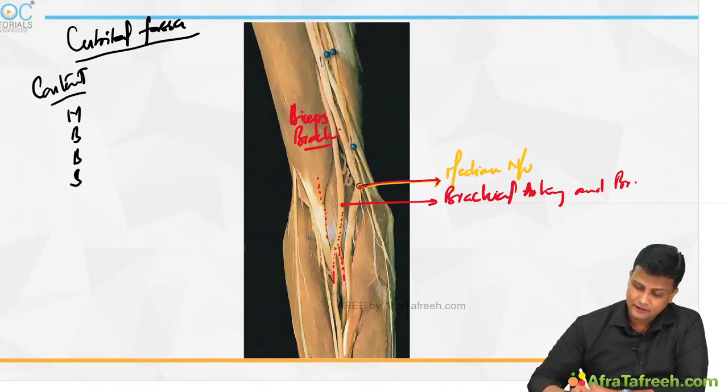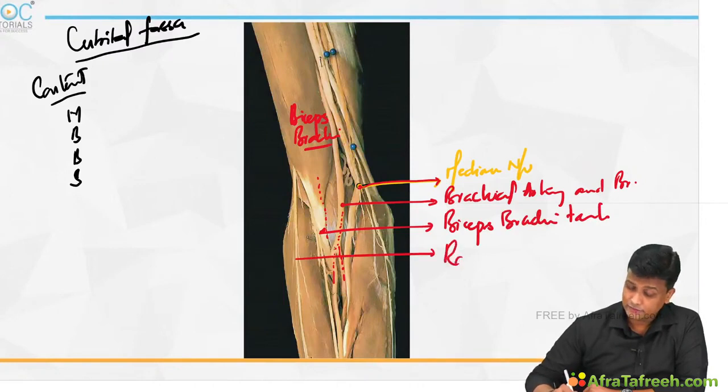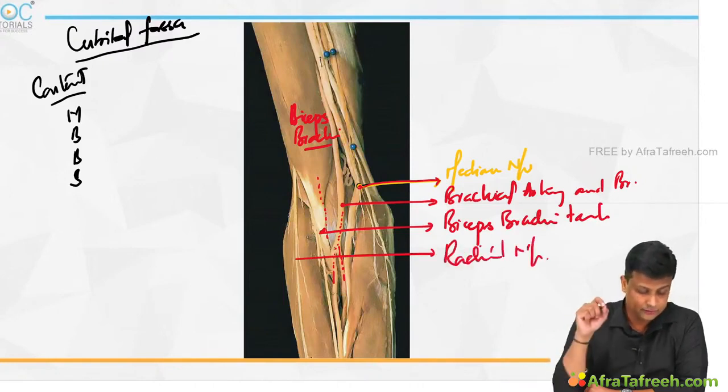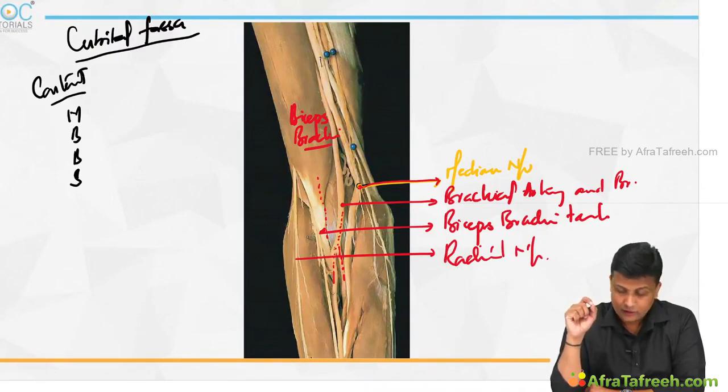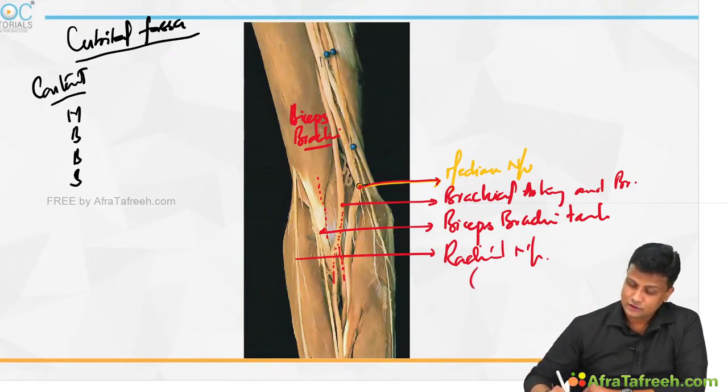And then the radial nerve. So I'm just writing again here only. So B stands for the biceps brachii tendon, and then finally this one here will be actually the radial nerve. And which branch of the radial nerve? Remember, which branch of the radial nerve, guys? It is not the deep branch. Remember, it is the superficial branch. So it is superficial branch of the radial nerve.